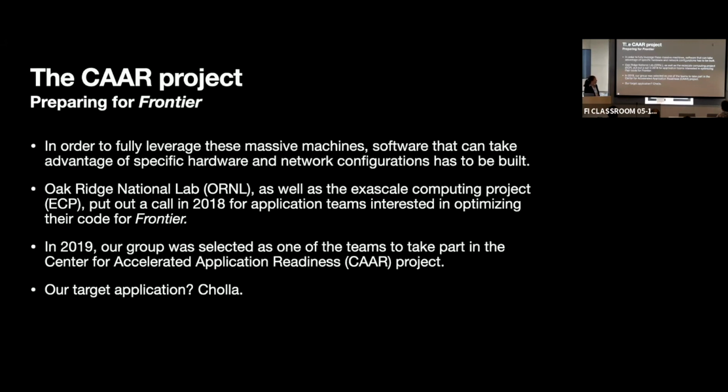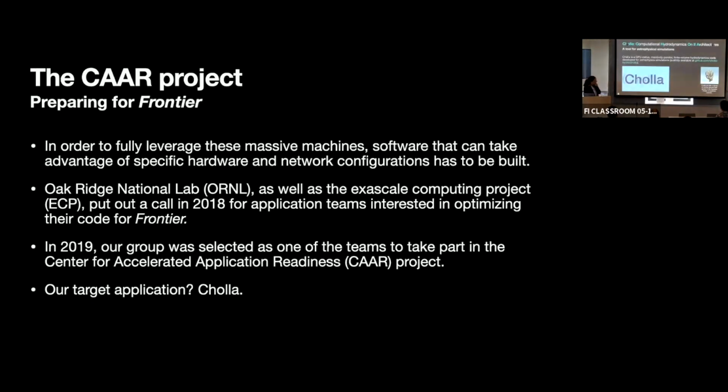There's a lot that goes into making sure that you actually can run efficiently on a machine like this. And so Oak Ridge and the Exascale Computing Project put out a call a few years ago for application teams that were interested in optimizing their code for Frontier. Our group was one of the groups selected to take part in this. The Oak Ridge branch of this is called the Center for Accelerated Application Readiness, or CAAR. And the application that we were going to target is our GPU-based astrophysics code, Cholla.